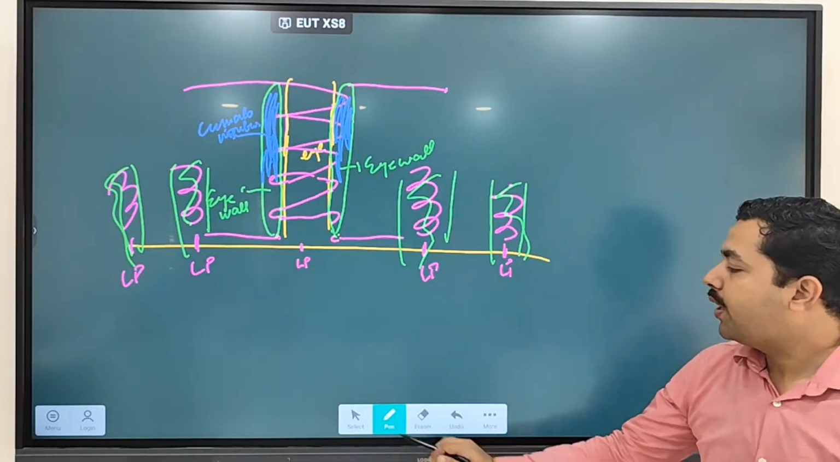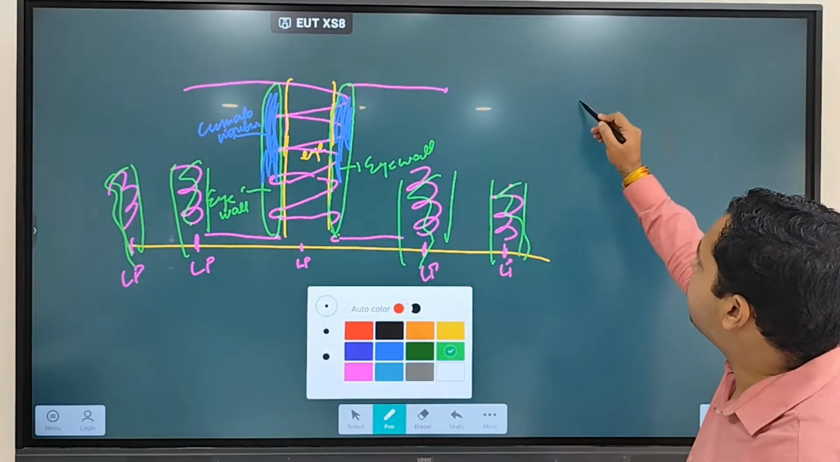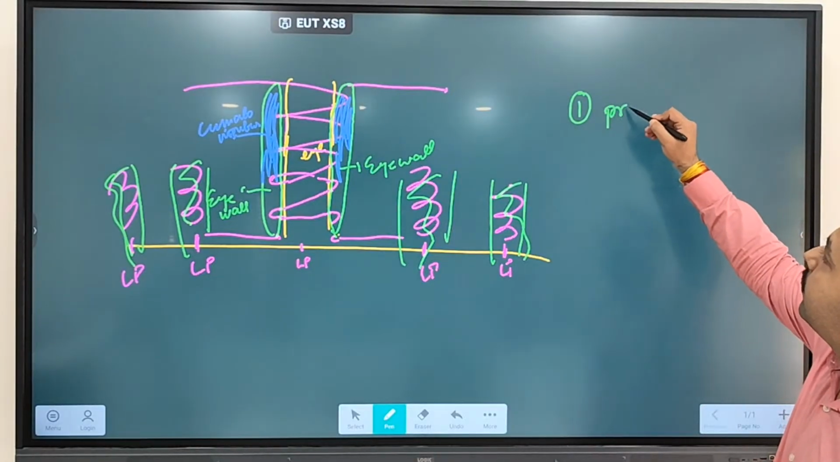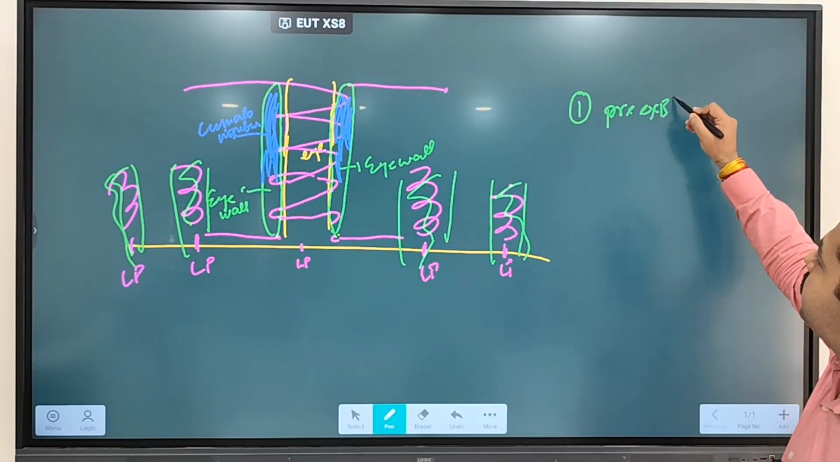So you have three stages. First stage, what is happening? First stage, a pre-existing low pressure center.